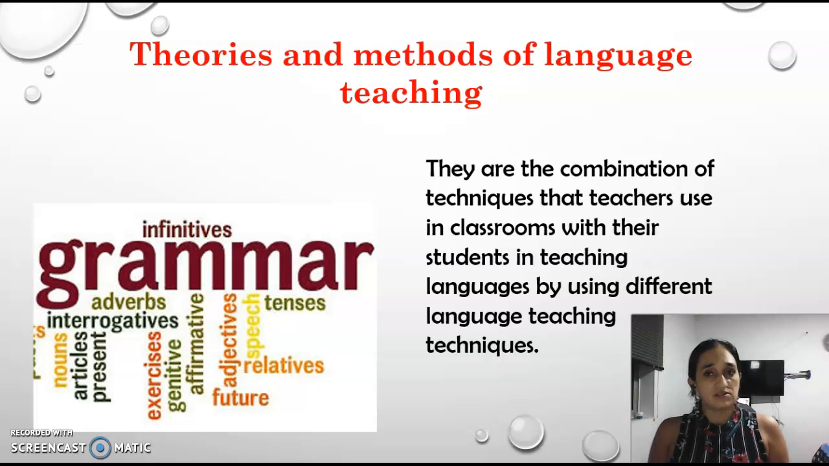Theories and methods of language teaching. They are the combination of techniques that teachers use in the classroom with their students in teaching languages by using different language teaching techniques.